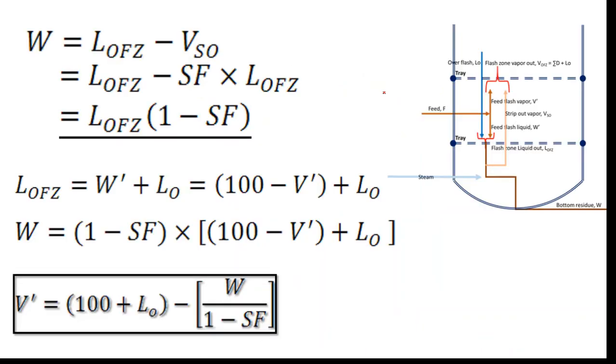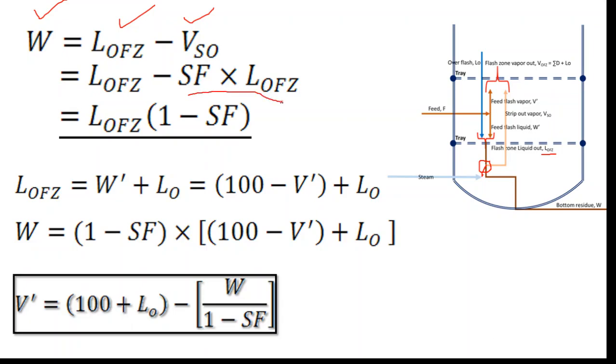Now let us take the basic material balance around the flash zone. We know that is the bottom residue, that is W. The W is coming from this portion, where the liquid LOFZ is coming, and that is divided into the VSO and the W. So W is LOFZ minus VSO, but we can write the VSO as the amount of the basic material, that is the feed, multiplied by the SF.